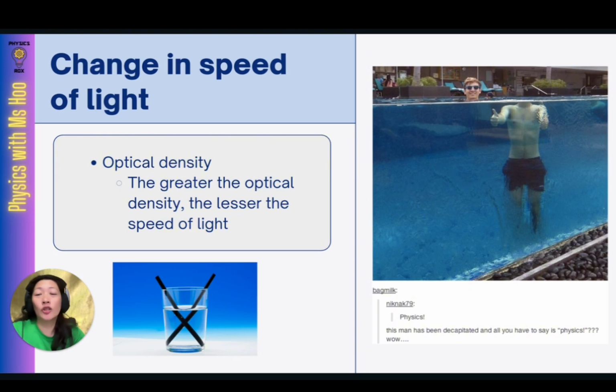Nothing, right? So density is actually not the factor for the change in speed of light. The correct term is optical density. You can think of this as the density of the particles in the medium with regards to light and optics. The greater the optical density, the lesser the speed of light, because it's more difficult for light to travel through. By the way, I have included some fun memes for you to just look at how some of the natural phenomena of refraction can be observed in real life.